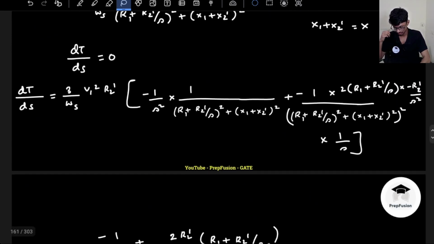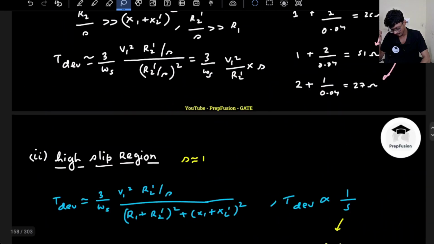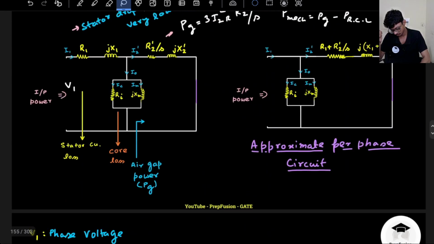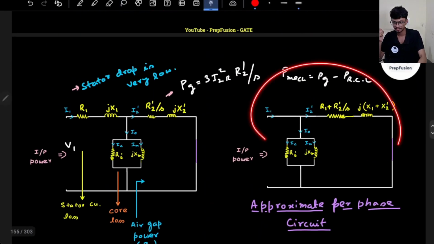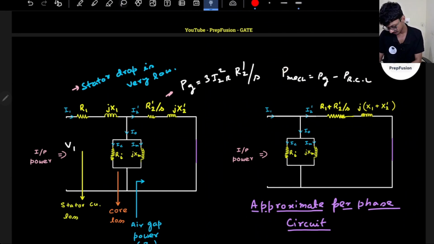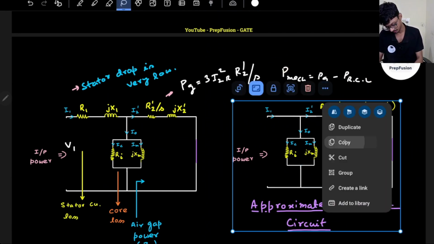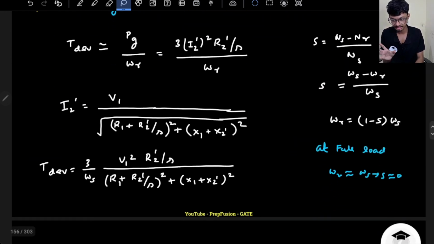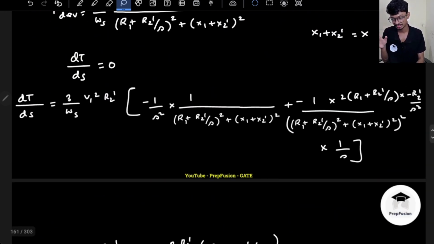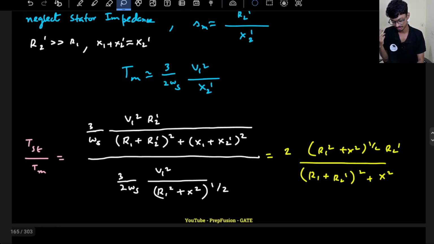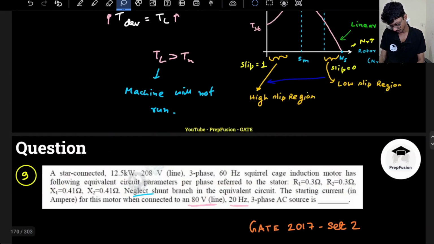The approximation was this, right? This was the approximation here. So just be careful here. You should not always use that formula. If they have given the circuit, then you just see the circuit to decide whether you should make the approximation or not. It depends on a lot of things.